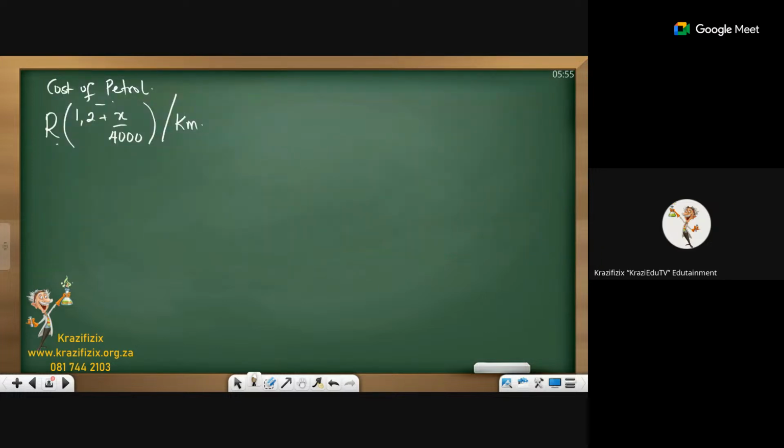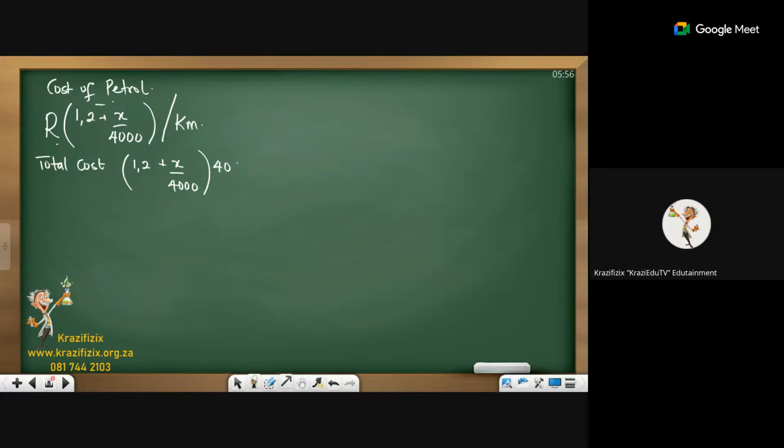All right. So the total cost will therefore be 1,2 plus x over 4,000 multiplied by what? I hope that makes sense.